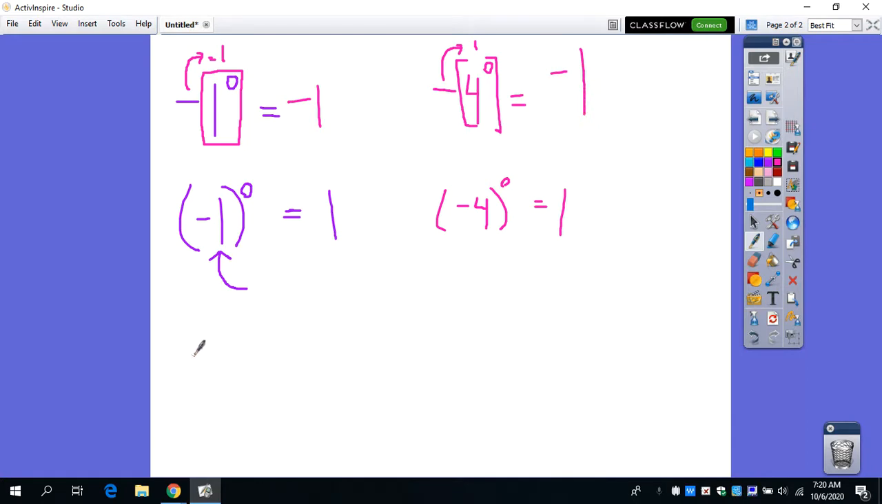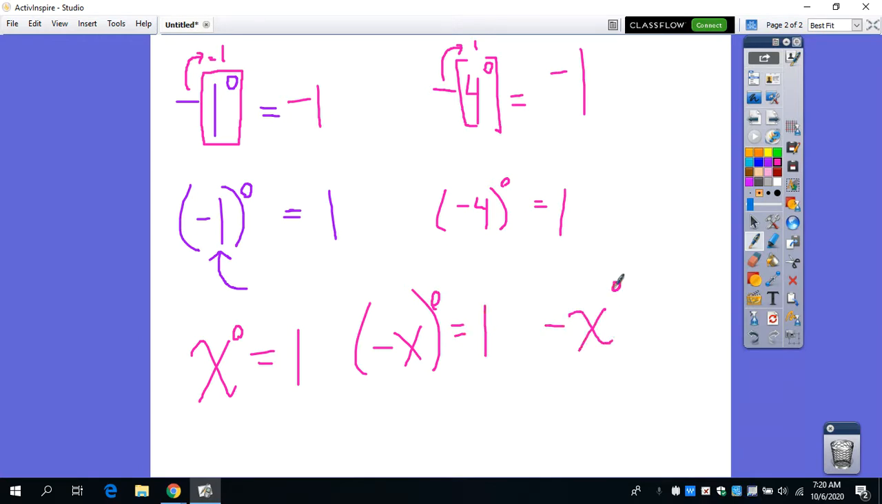Okay, same thing with variables. If it's an x raised to the 0 power, it's a 1. If it's a negative x in parentheses raised to the 0 power, it is 1. If it's negative x by itself raised to the 0 power, it means that this right here is a 1 with a negative sign attached to it.